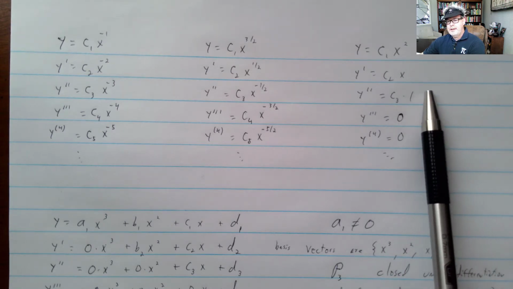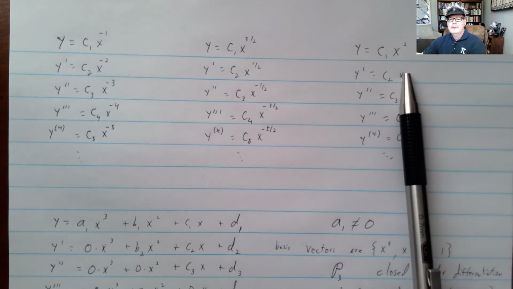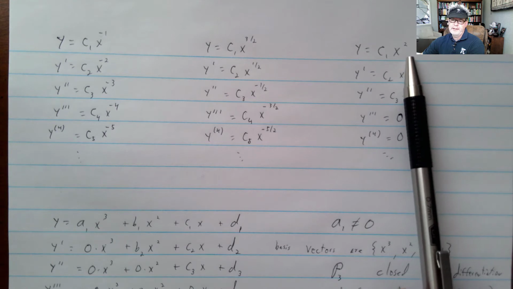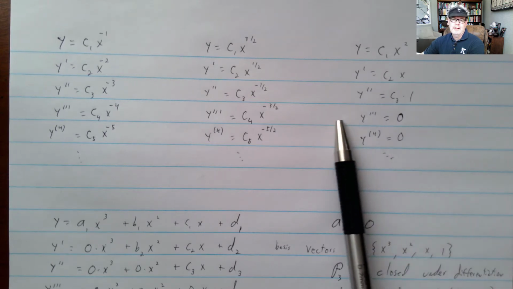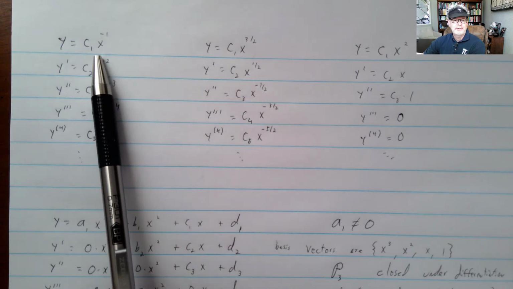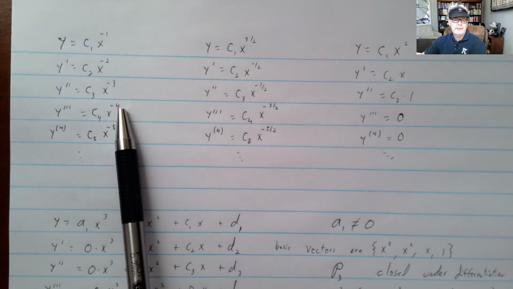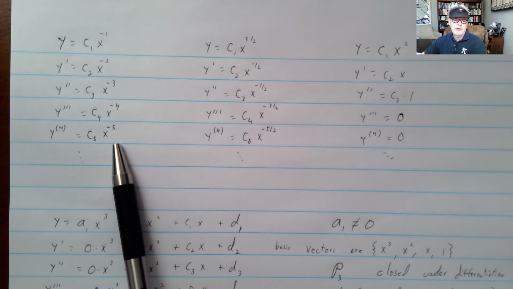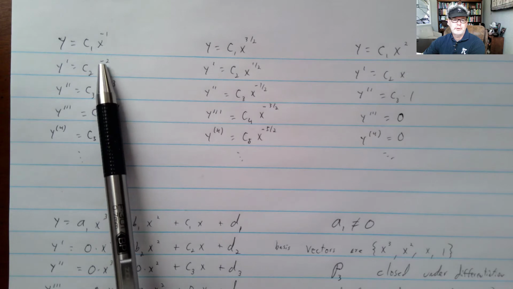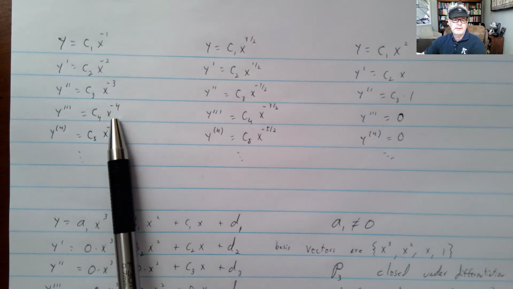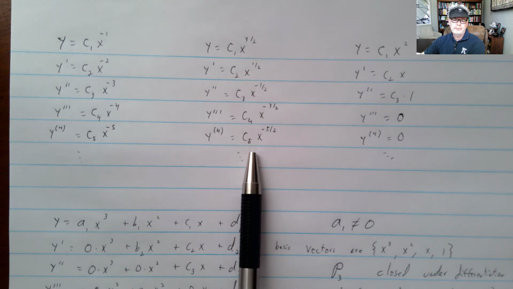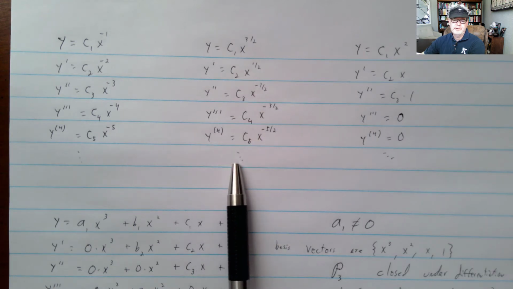So I stopped getting new functions if I have x to a positive integer like x squared. If it's not x to a positive integer, which I have over here, then every time I differentiate, I'm going to get a new function, right? So I can't get to this function through any multiple of the previous function, and so on. Same over here. So every derivative will give a new linearly independent function.